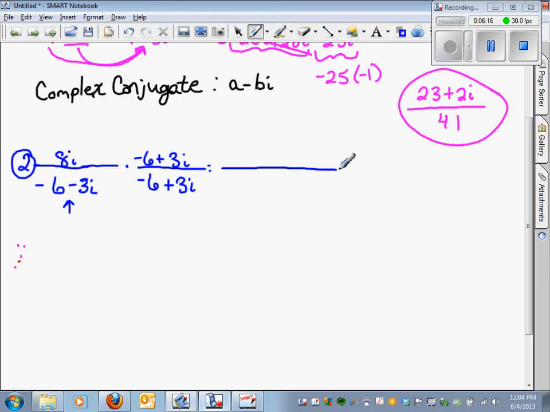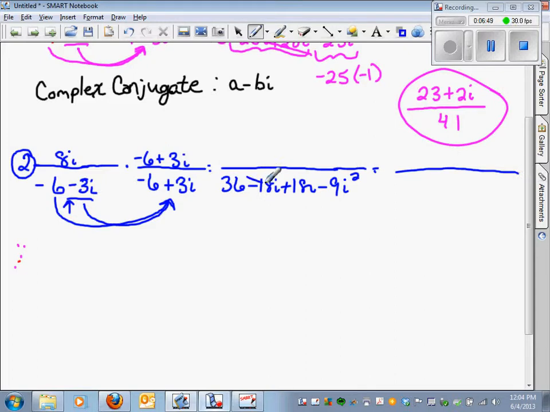Now let's multiply. In the denominator, the real portion times our complex number: negative 6 times negative 6 is positive 36, and negative 6 times 3i is negative 18i. The imaginary portion, negative 3i, times the complex number: negative 3i times negative 6 is a positive 18i, and negative 3i times positive 3i is negative 9i squared. So our denominator, the negative 18i and positive 18i add to be 0. The negative 9i squared, well, i squared is negative 1, so that's the same thing as positive 9. 36 plus 9 is 45. So our denominator is now simply 45.